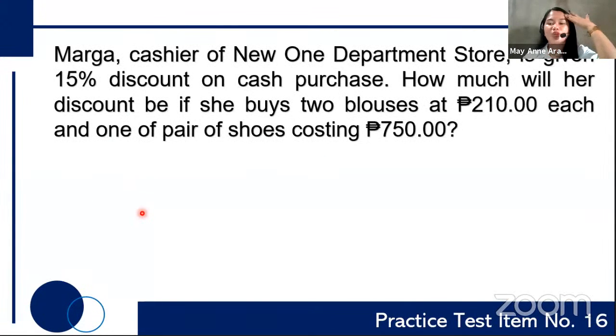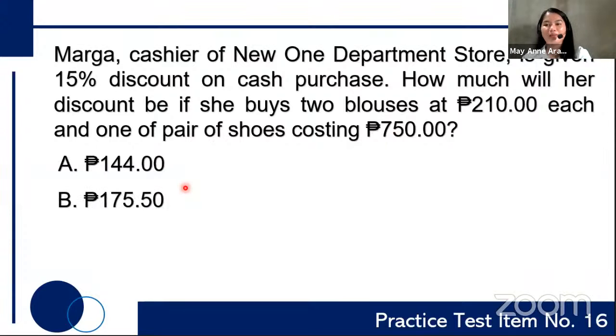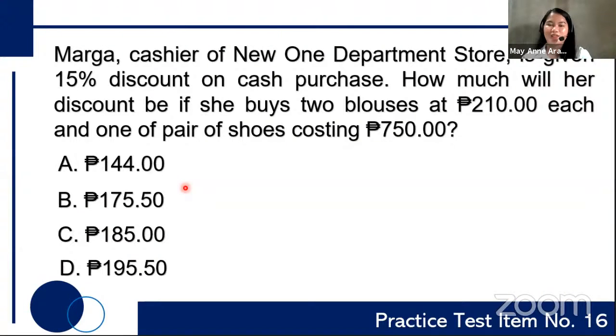Next question. Marga, cashier of New One department store, is given 15% discount on cash purchase. How much will her discount be if she buys 2 blouses at 210 pesos each and 1 pair of shoes costing 750 pesos? A, 144 pesos, B, 175 pesos and 50 centavos, C, 185 pesos, and D, 195 pesos and 50 centavos.